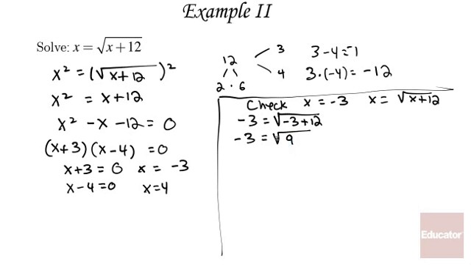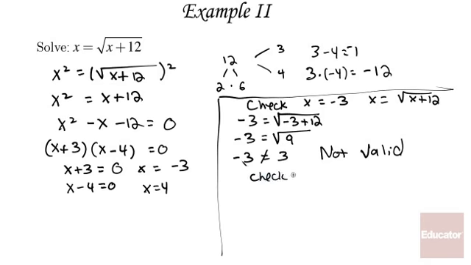Now, recall that when we have a radical, what we're saying is we want the principal or positive square root. So the principal square root of 9 is 3. Well, negative 3 does not equal 3. Therefore, this is not valid. The solution is not valid. So the problem occurs in the step where you square. And that created this solution of negative 3, which is a solution to this new equation, but it's not a solution to the original. Let me go ahead and try x equals 4.